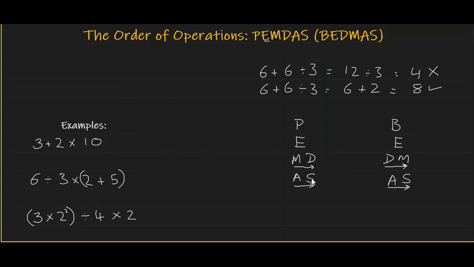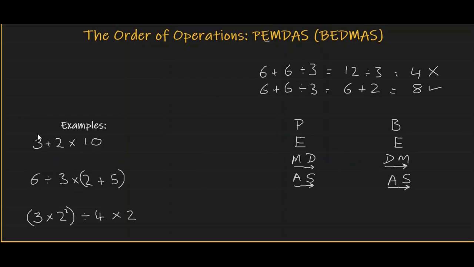So the easier way to remember this is by the term either PEMDAS or BEDMAS. The important thing is to remember that multiplication does not necessarily come before division. If you have both multiplication and division, you will go from left to right, and the same goes for addition and subtraction. Now let's look at some of the examples to make these concepts easier to understand.